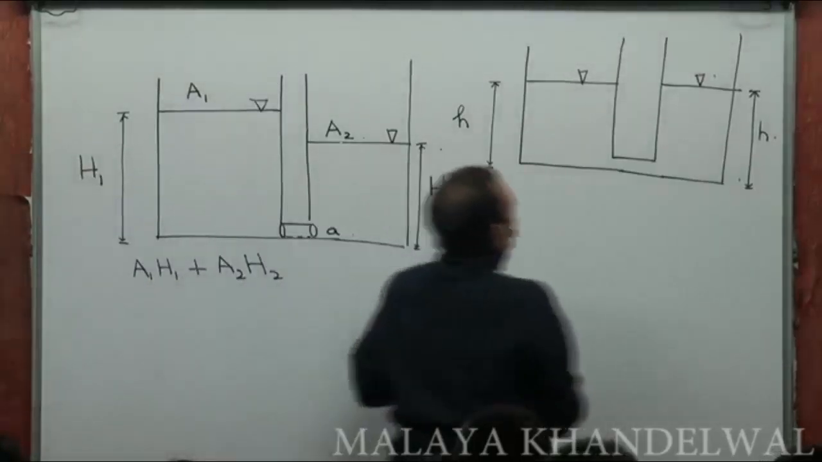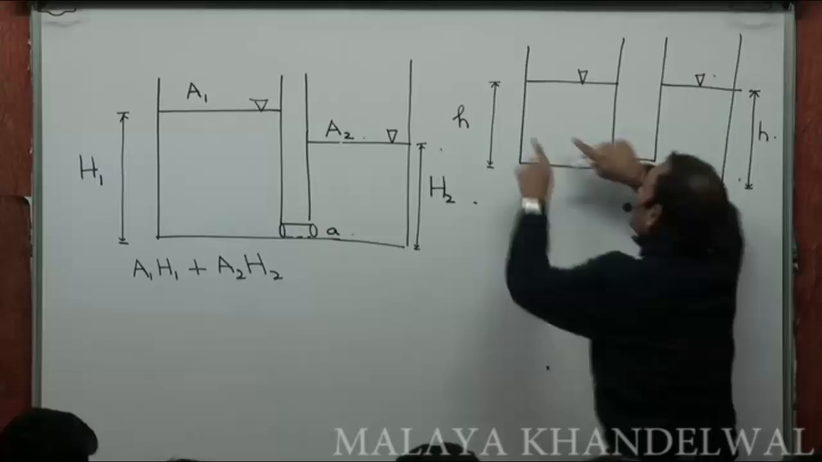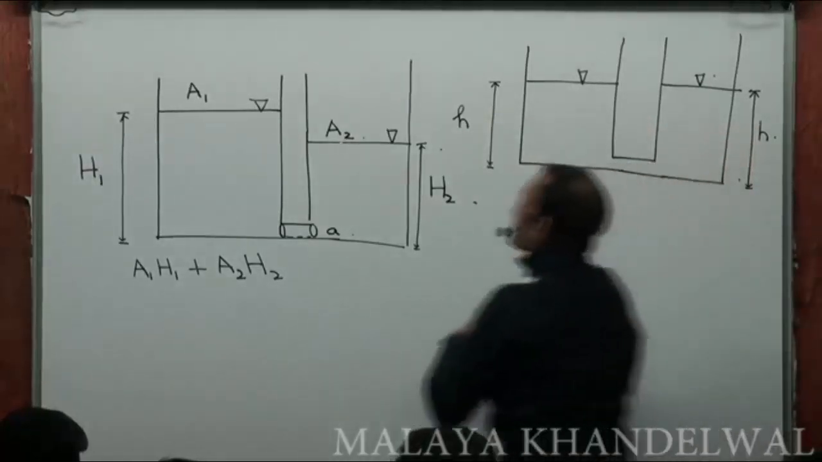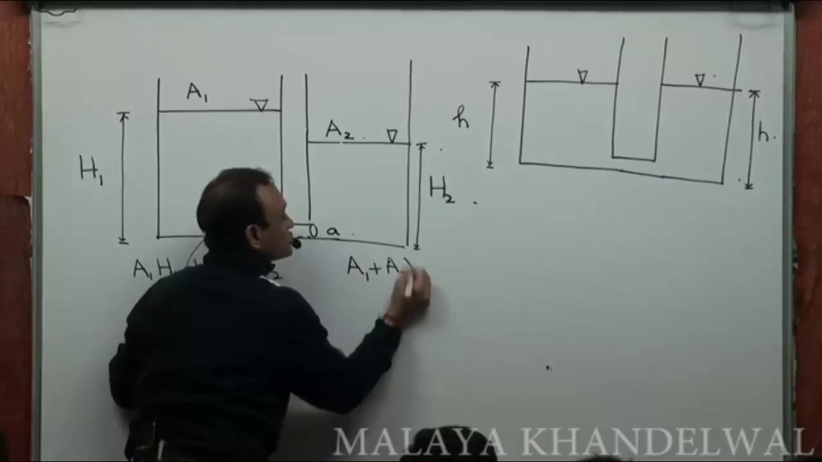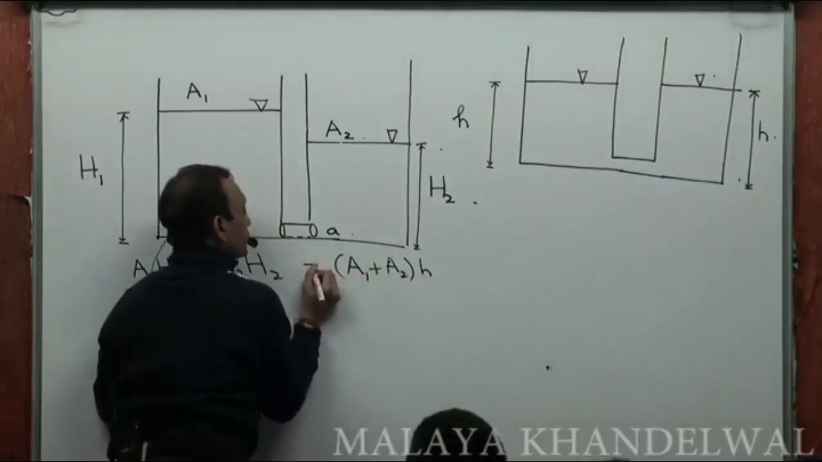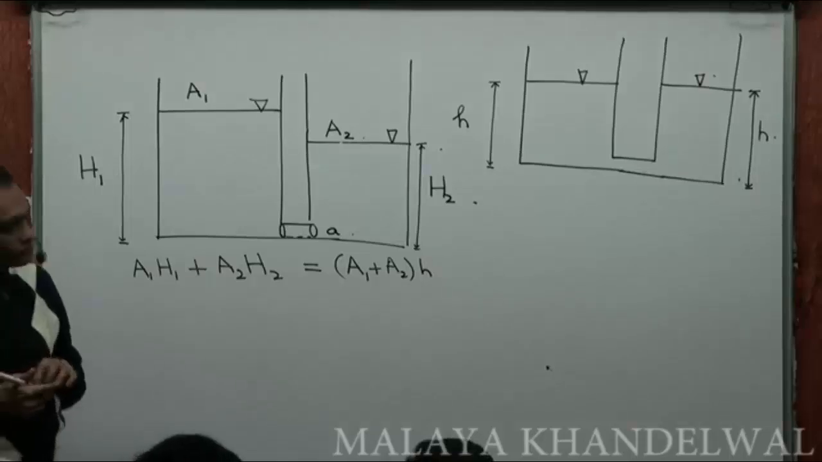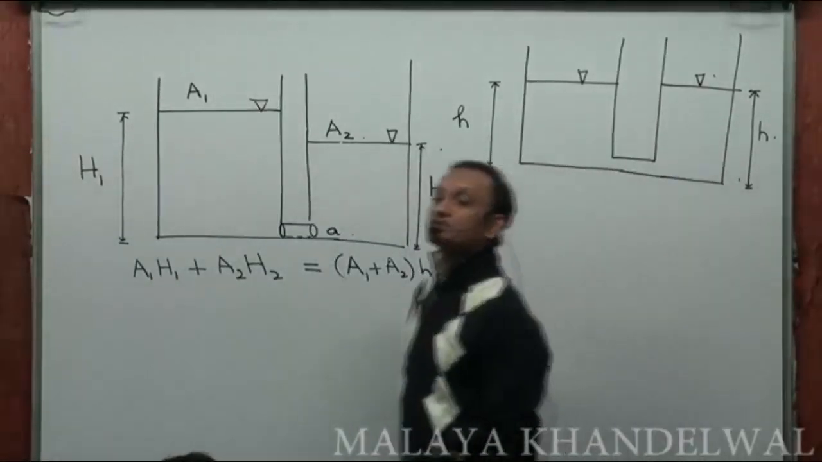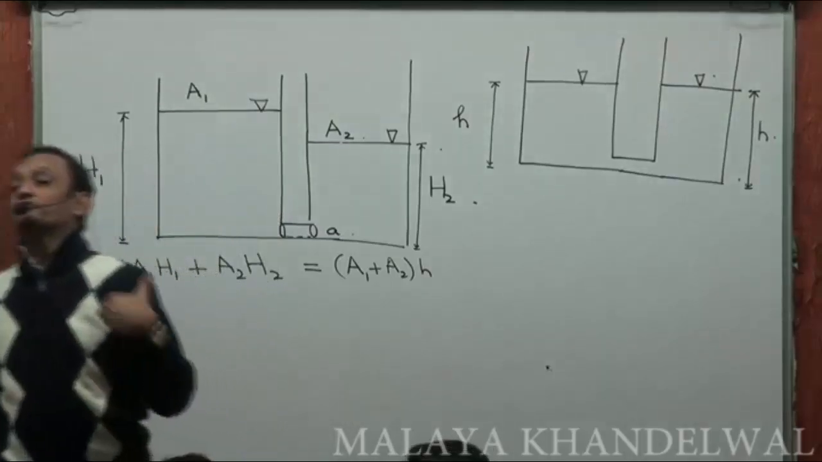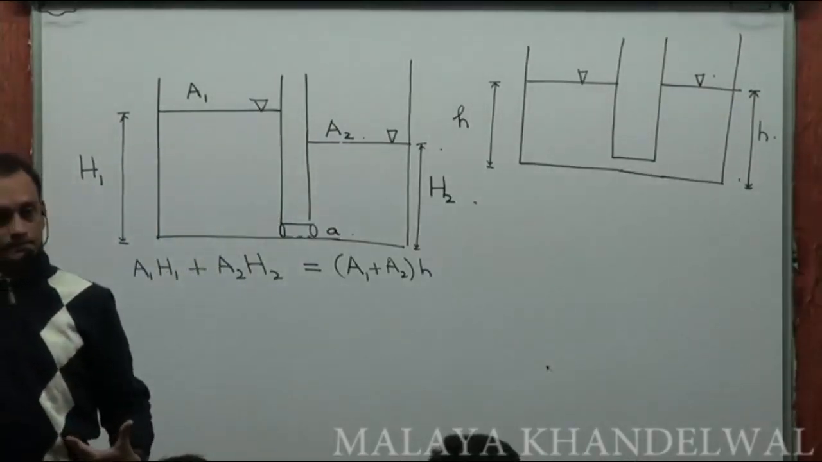And the total volume here is going to be A1 H plus A2 H. That means (A1 plus A2) into H is the total volume here. And the two volumes must be equal. Right? This H is the final common height in the two vessels. And I want to be able to find out the time it takes for this equalization. Right?